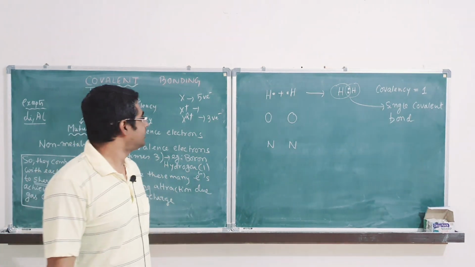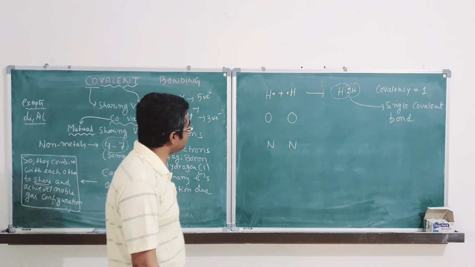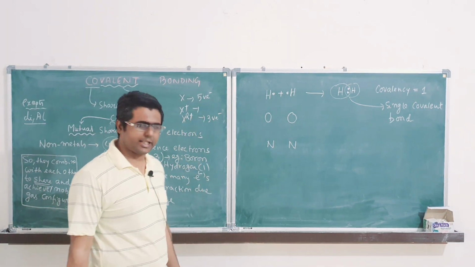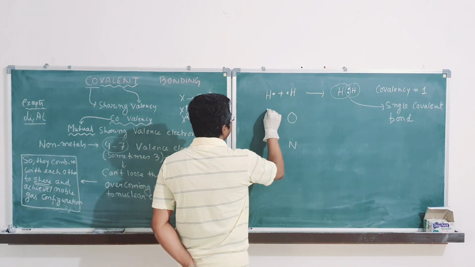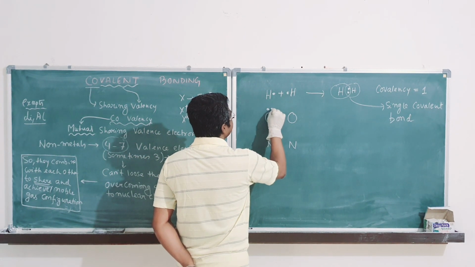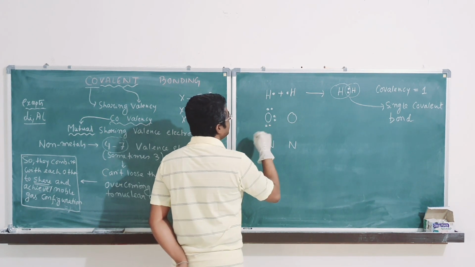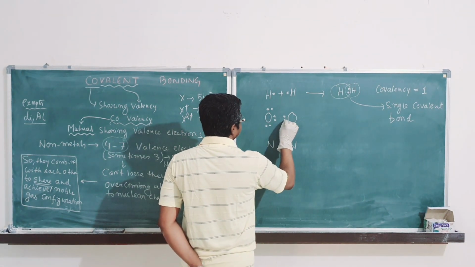Clear? So now we will be doing the next one, that is oxygen. So what is the electronic configuration of oxygen? It is having 8 electrons, 2, 6, correct? 2, 6. So we will write it like this. So it needs how many more electrons? It needs 2 electrons. You have to show only the valence electrons in the Lewis dot diagram, and here also I will write the same way.